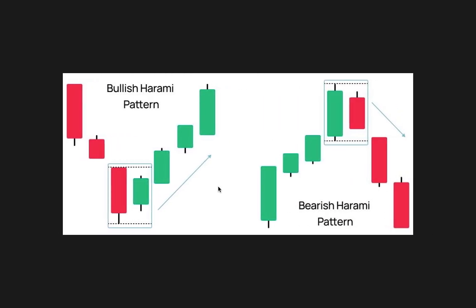Now we have the harami. Harami in Japanese means pregnant. This very one is what they call the mother. This green one is the baby. So when this candlestick appears, it resembles a pregnant woman's body with a candlestick inside it. The candlestick that is inside is what they call the baby, like a pregnant woman that is carrying a baby.